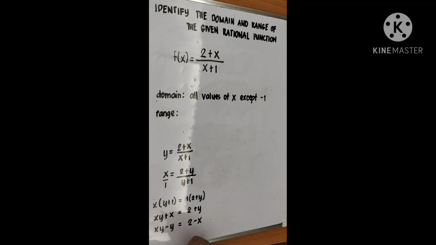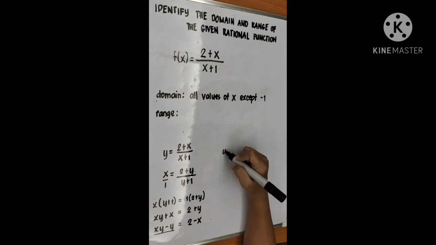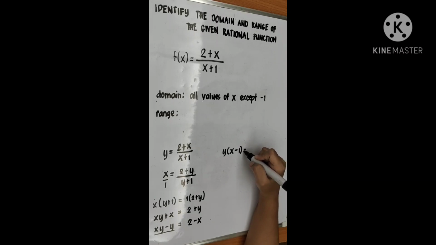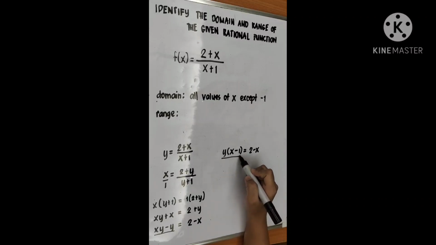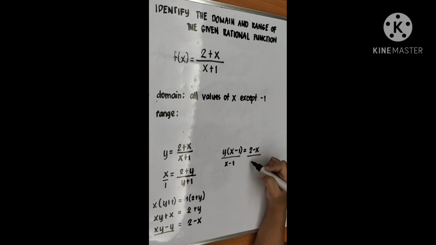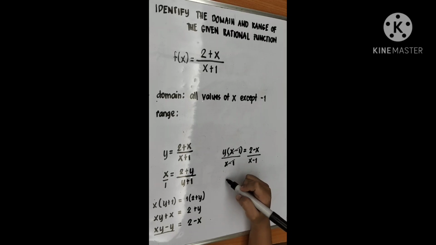Now, after regrouping, we will factor out y from the expression xy minus y. So, we have y times (x minus 1) is equal to 2 minus x. And since we are just looking for y here, we will be dividing both sides of the equation by x minus 1. So, we can now cancel x minus 1, leaving us y is equal to (2 minus x) over (x minus 1).